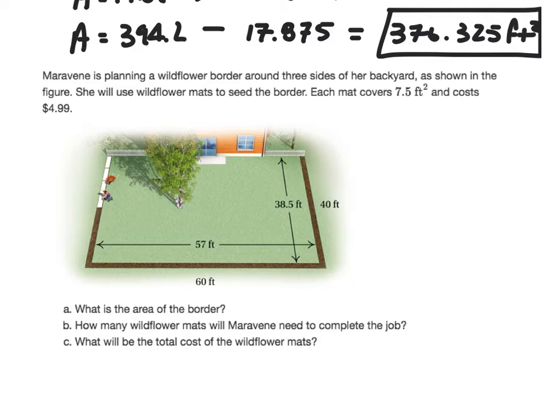What I notice here is that this long length is 40 feet, and this is 60 feet. So the total area is a 40-foot by 60-foot plot of land. Now, the distance from this fence all the way to the wildflower border is 38.5 feet, and this distance here is 57 feet. So we're going to take the area of the whole thing, and then subtract out the area of the grass on the inside to leave us with the area that's left over for the wildflower border. Okay, so let's do this.